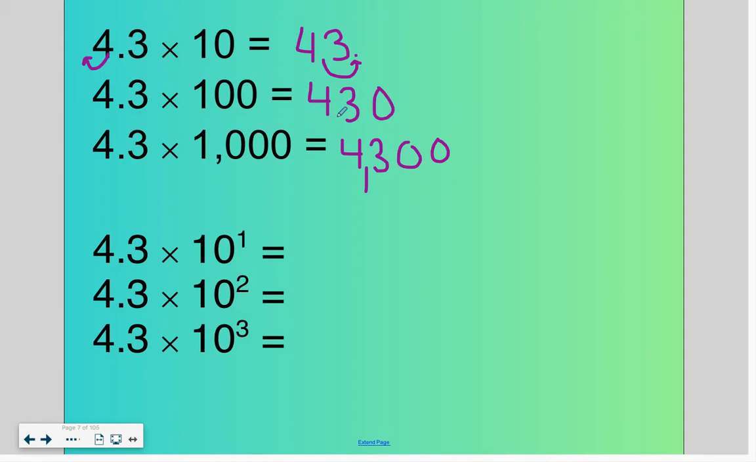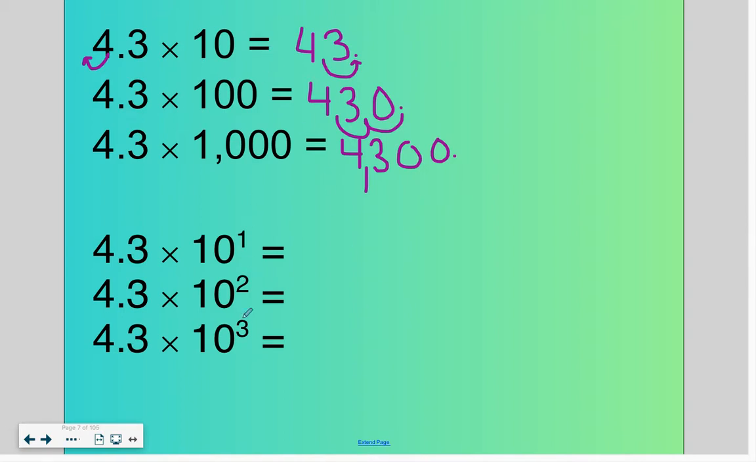For 4.3 times 100, it moved over 2 times. When it was 4.3 times 1,000, it moved over 1, 2, 3 times. Remember, all numbers have an imaginary decimal at the end.